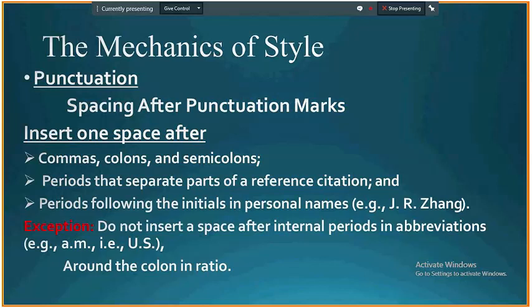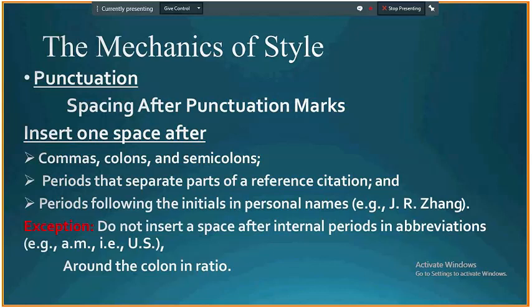Here is the exception. One example is here. Please read this exception, madam. Okay. We do not insert the space after the internal periods in abbreviations. Example, A.M., I.E., or U.S., or around the colon in ratio.